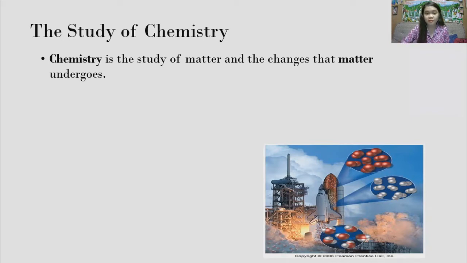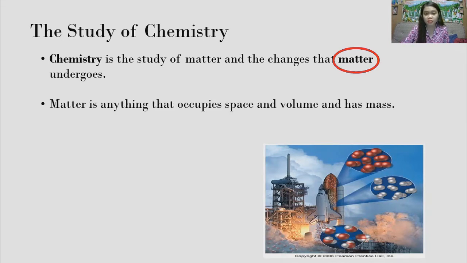By definition, matter is anything that occupies space and volume and has a mass. So this includes the things that we see and touch, anything. It could be water, it could be trees, or even wood, anything that occupies space and volume and has a mass. And it also includes the things that we cannot see, especially the air. So it's also a type of matter that chemistry is studying.